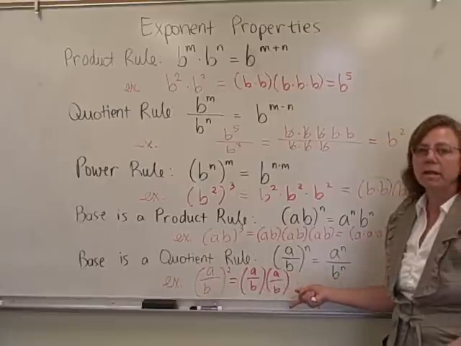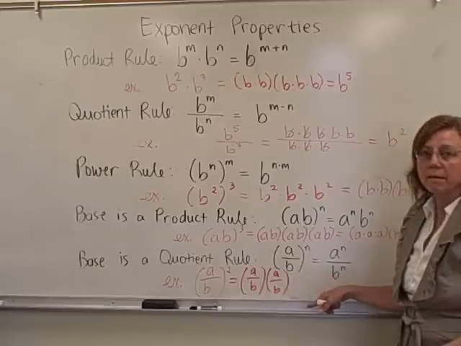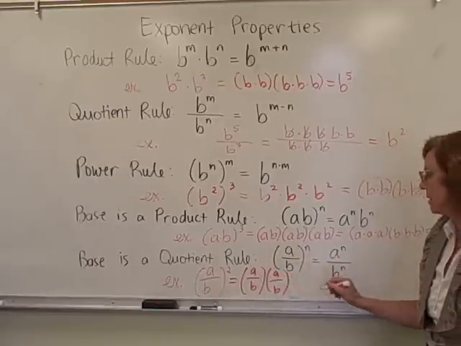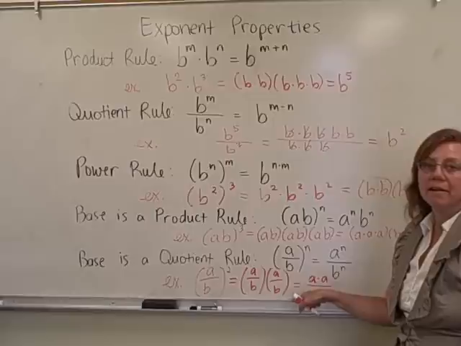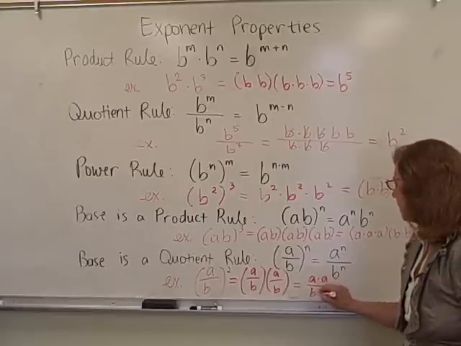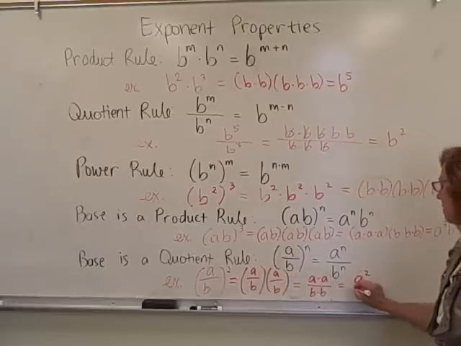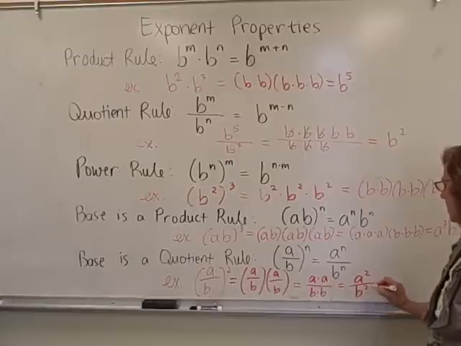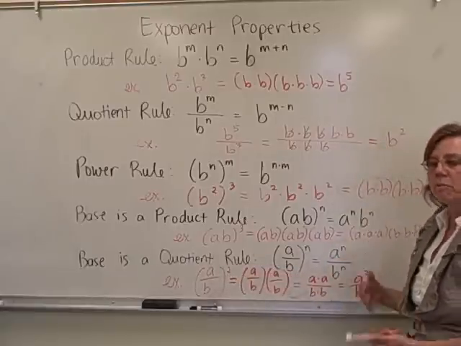But how do you multiply fractions? Well, you multiply the numerators and multiply the denominators. So as I multiply across my numerator, I have a times a. And as I multiply across in my denominators, I have b times b. And so a times a, that's a squared. B times b, that's b squared. So notice I had to apply the exponent to both the numerator and denominator.